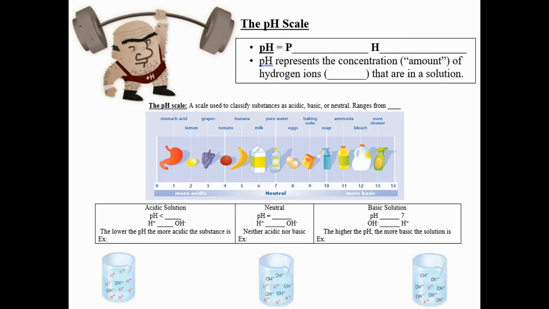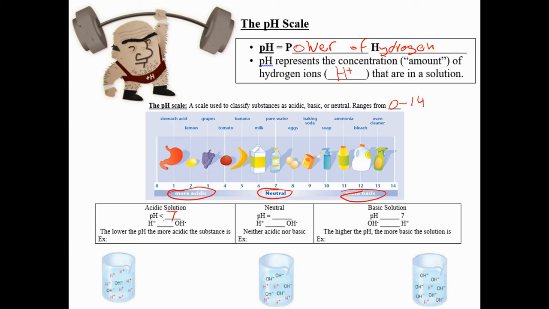So I mentioned pH before, and pH really stands for power of hydrogen. It's a measure of acidity. And so the pH really is a way to represent the concentration of hydrogen ions or hydronium ions, so H plus, in a solution. And so you can see our scale over here. It ranges from, practically speaking, 0 to 14. And it's used to classify substances as either being acidic, basic, or neutral. So if you're below 7, you're acidic, above 7, you're basic, and at 7, you're neutral.